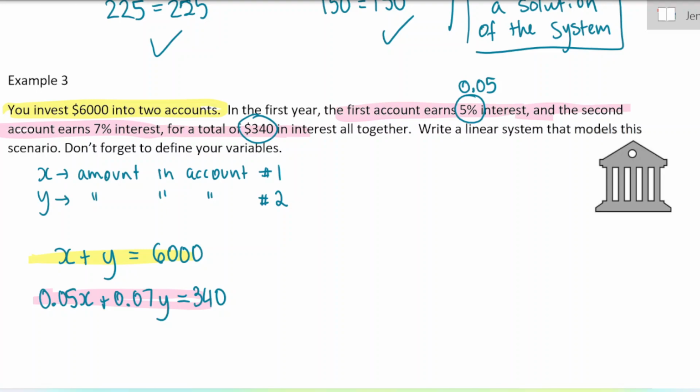So there's my two equations. It doesn't ask us to solve this here, so we're just going to leave it like that for now. But I wanted to show you this example because it is going to pop up a few times with percentages in this chapter. Okay, that's it for lesson 1.